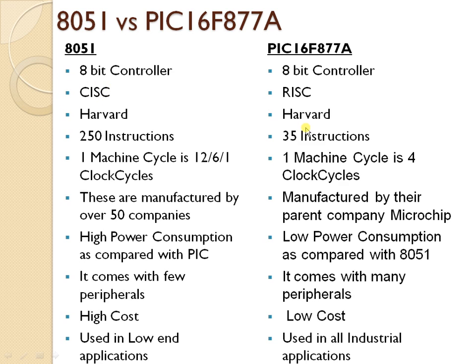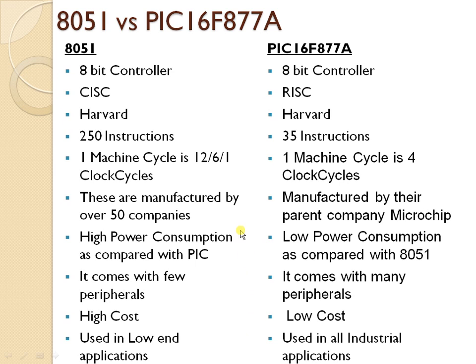Both of these are Harvard architecture, so two separate memory modules are used for code as well as for data memory. One has 35 instructions and the other has 250 instructions. Here one machine cycle is 4 clock cycles, whereas there it might be 12, 6 or 1. If you're talking about the basic 8051 architecture, it supports 12 clock cycles as one single machine cycle. The machine cycle is the time taken by the processor to execute a single instruction of minimum length.